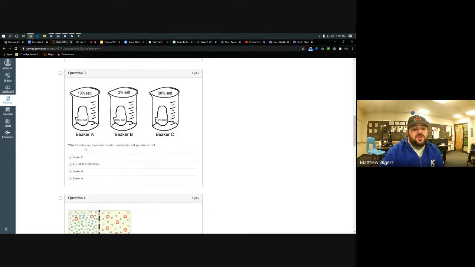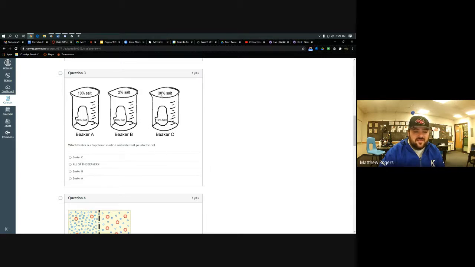Question three: which beaker is hypotonic? Which beaker is a hypotonic solution, where water will go into the cell? If I look here, I have 10% salt, 10% salt, 10% salt, so I'm more worried about the water here: 90% water, 90% water, 90% water. This one on the outside has 10% salt, so it has 90% water, so it's isotonic. That's not hypotonic. This one is 98% water to 90% water, so the water is going to go into the cell. So that is probably the answer.